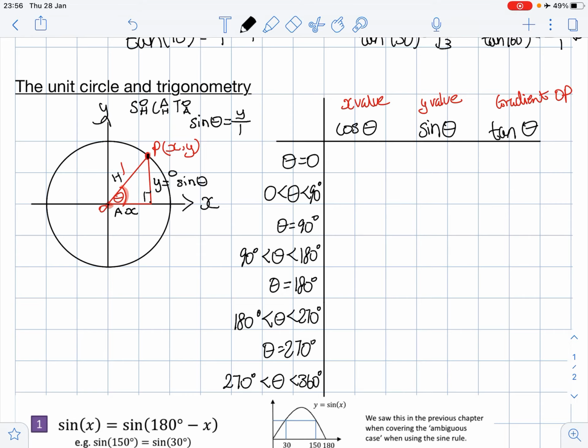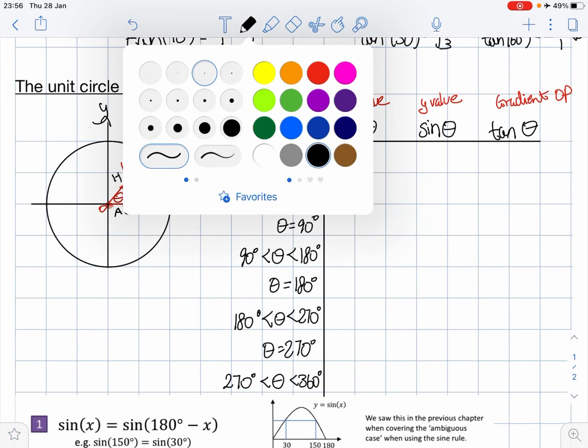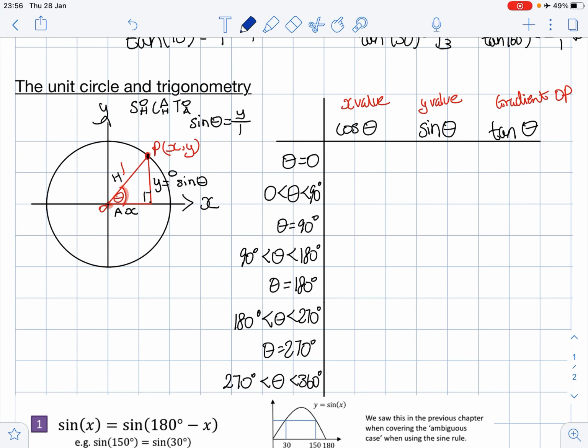Then we look at cos theta. Again, we know that cos theta is equal to the adjacent, which is x, over the hypotenuse, which is 1. So we know that cos theta is just going to equal x.